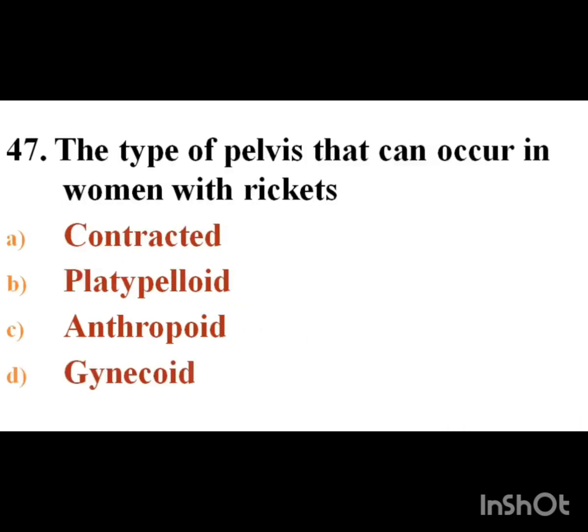Next question, the type of pelvis that can occur in women with rickets. Options A, contracted pelvis, B, platypelloid pelvis, C, anthropoid pelvis, D, gynecoid pelvis. Answer is A, contracted pelvis. That is, a type of pelvis that can occur in women with rickets is contracted pelvis. It means a pelvis in which one or more of the principal diameters are reduced to a degree that causes difficult labor.